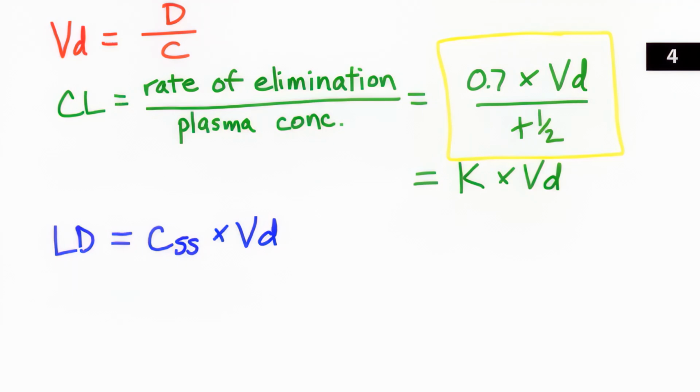So to determine the loading dose, you need to decide what your desired concentration is, and then multiply that by the volume of distribution. And then the fourth equation is the equation for maintenance dose. Once you've got the drug up to that desired concentration, you have to keep giving a dose every day or every 8 hours or whatever it might be in order to maintain that steady state concentration. So the equation for maintenance dose is the steady state concentration times the clearance. So those are the 4 equations you definitely need to know for your test: volume of distribution, clearance, loading dose, and maintenance dose. Make sure you memorize those equations.